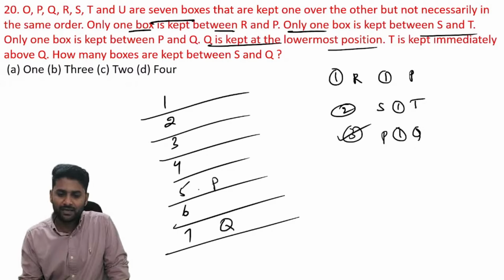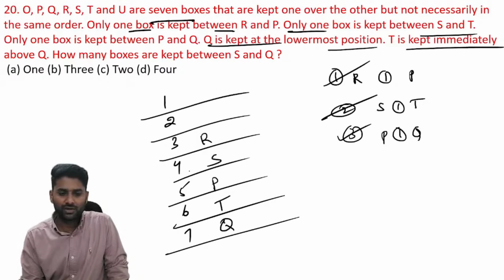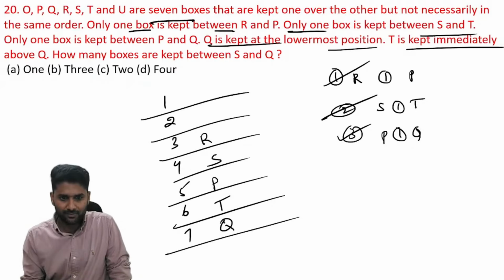Let's take 3. We can get P at 5th. Let's take 1. You will get R at 3. Next, T is kept immediately above Q. Immediately above Q, you can confirm T is in this position. And the next says that between S and T there is one box. So you can conclude S is there. And two boxes are left.